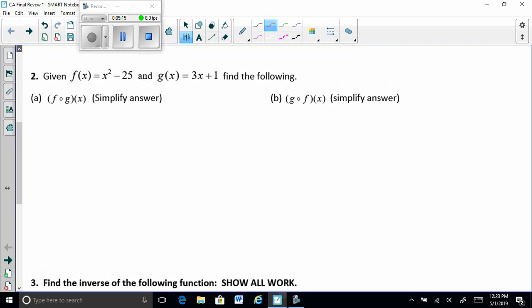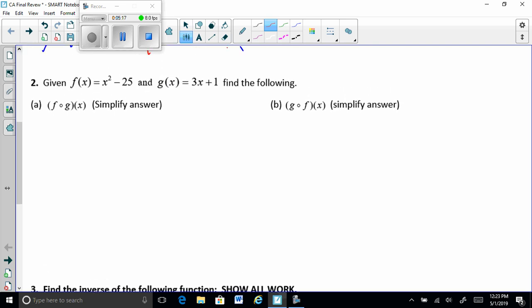right here. So right here you're given a function f and a function g, and you're asked to find the composite. And so f of g of x, you have to know that that represents f. It's telling you to substitute the g function into the f function. So I'm actually going to take 3x plus 1, and I'm going to place it into the f function where I see x. So this becomes (3x plus 1) squared minus 25.